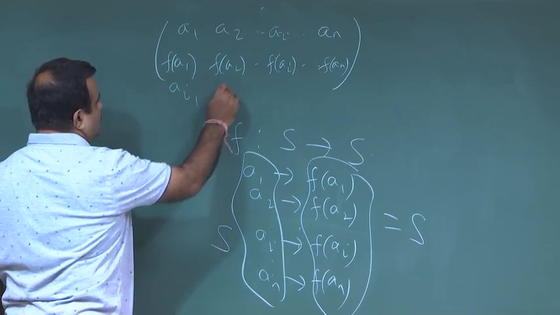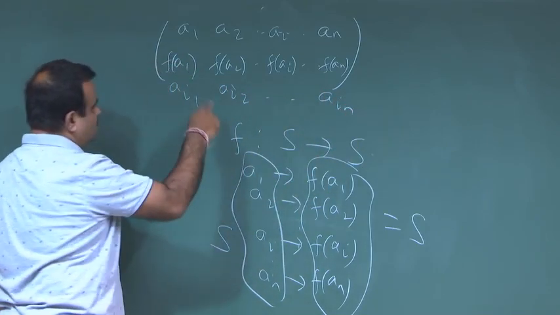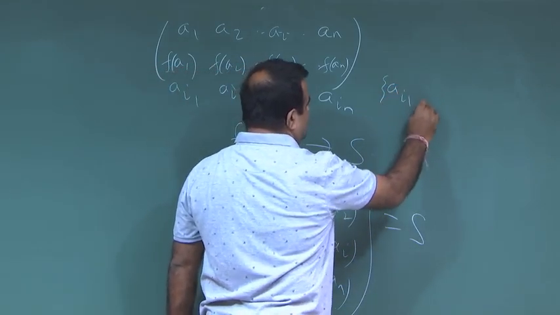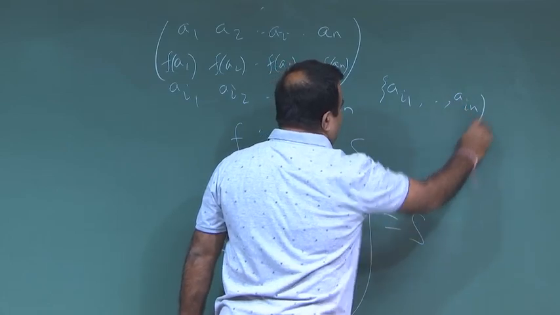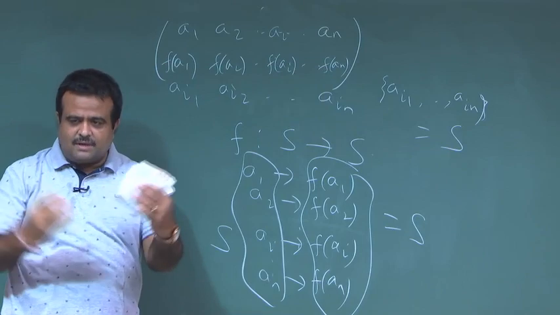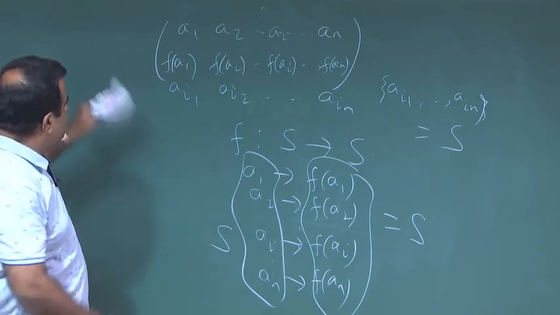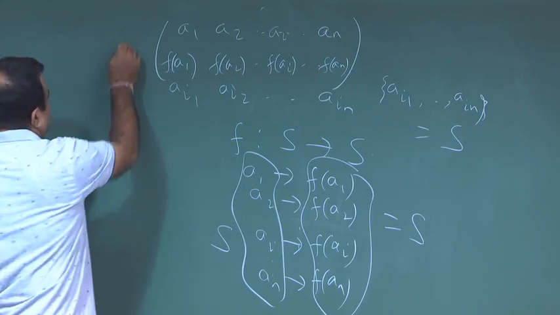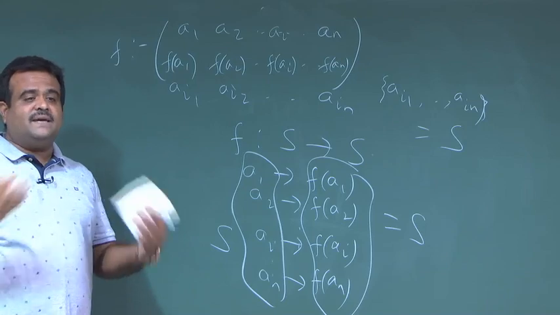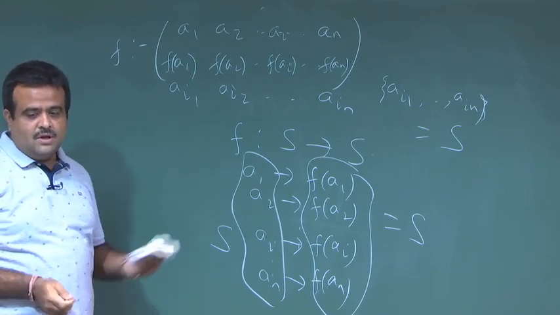So Ai1, Ai2, ..., Ain is basically a rearrangement. This set Ai1, ..., Ain is basically S, in some sort of rearrangement. Okay, so this is called a permutation, also written as this. So f is basically this. Any bijective mapping from S to itself will give us a permutation.